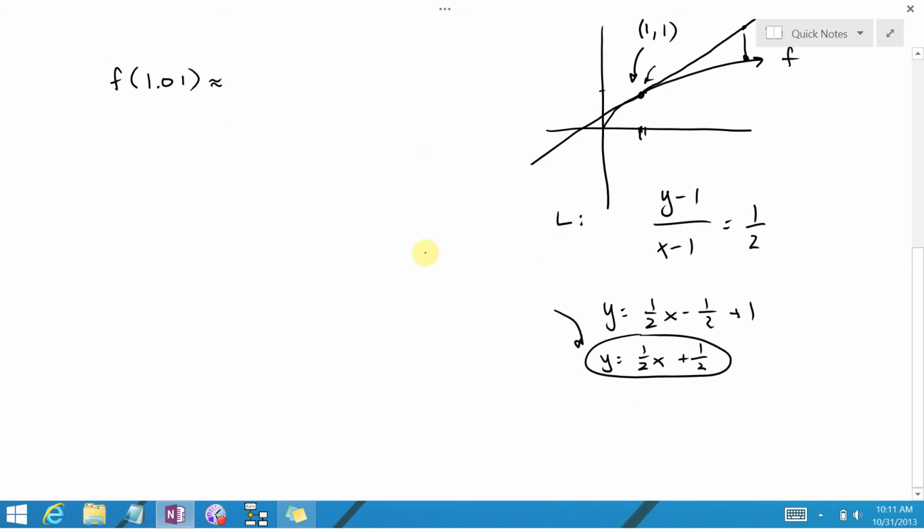So if you plug in 1.01 here, you would have gotten 1.01 over 2 plus a half, which, if you want, is 2.01 over 2. So I just plugged in 1.01 here for x. That's it, 2.01 divided by 2, which I guess is 1.005, I think. So that should have been the answer, I believe.